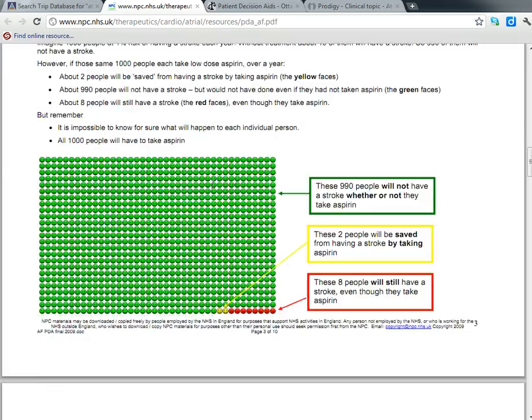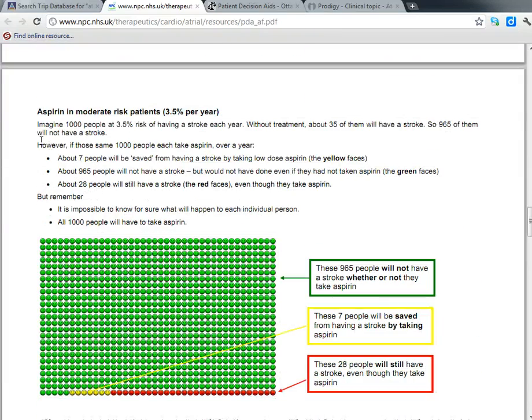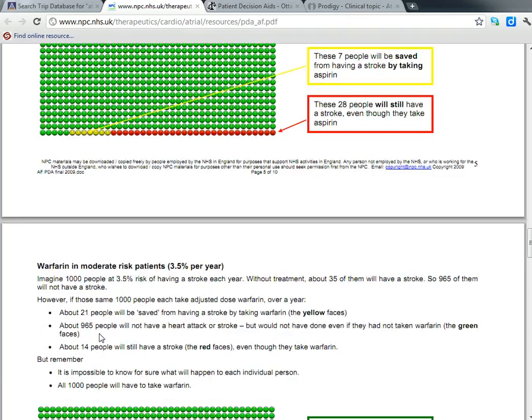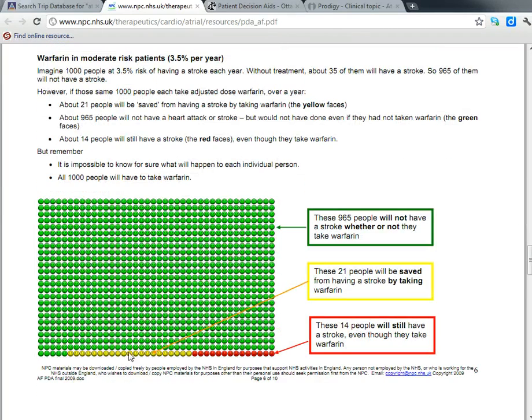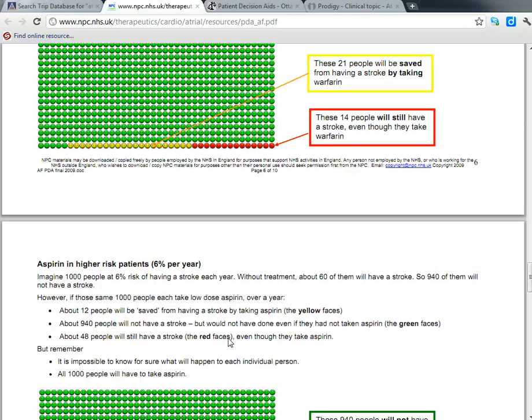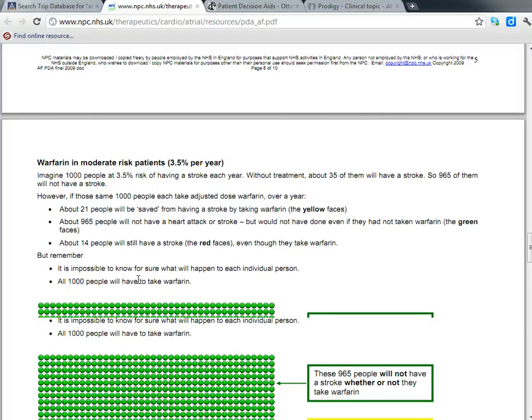Then we scroll down through, so this is aspirin for lower risk patients, then we're into moderate risk patients, and we were able to look and see the risks and benefits of taking aspirin as opposed to warfarin. With aspirin, 7 people would have been saved from a stroke, but with warfarin 21, so there's 3 times as much benefit from taking warfarin in patients of moderate risk. That was quite useful, to see those 2 compared.